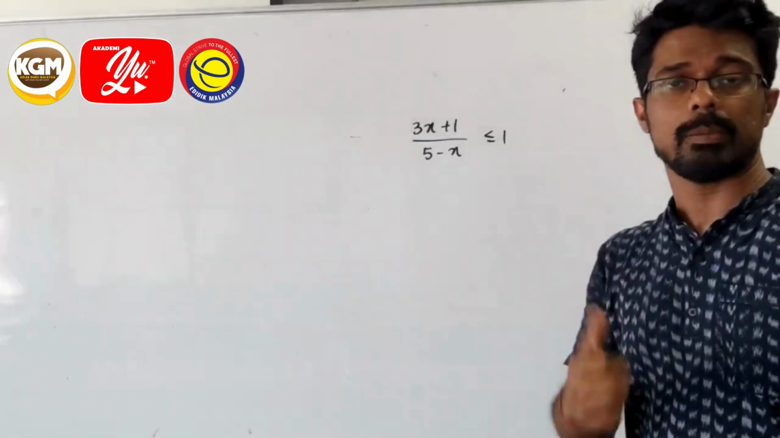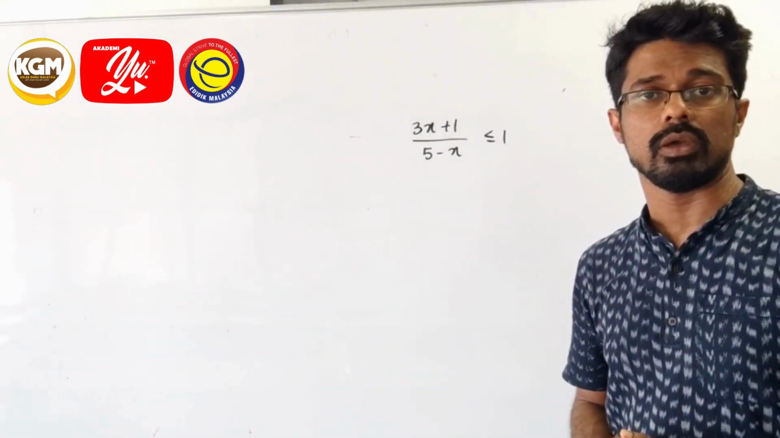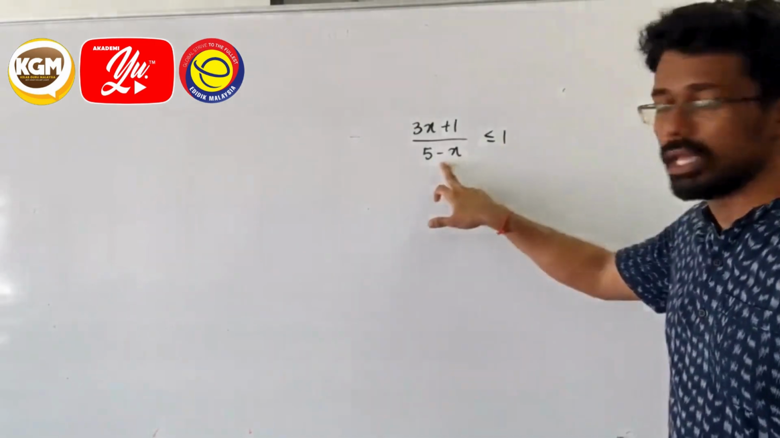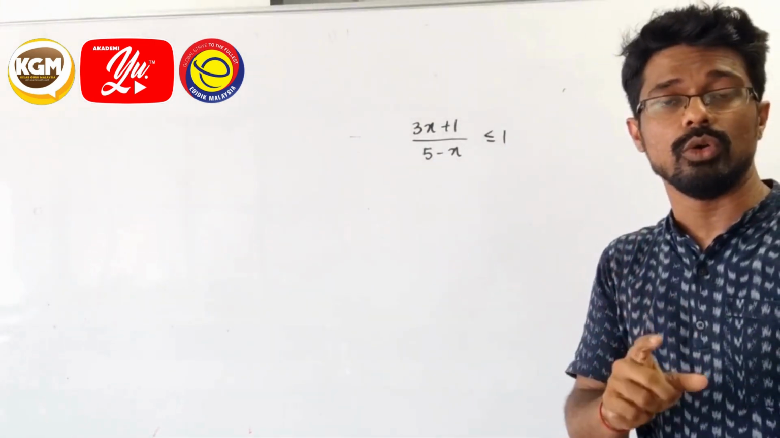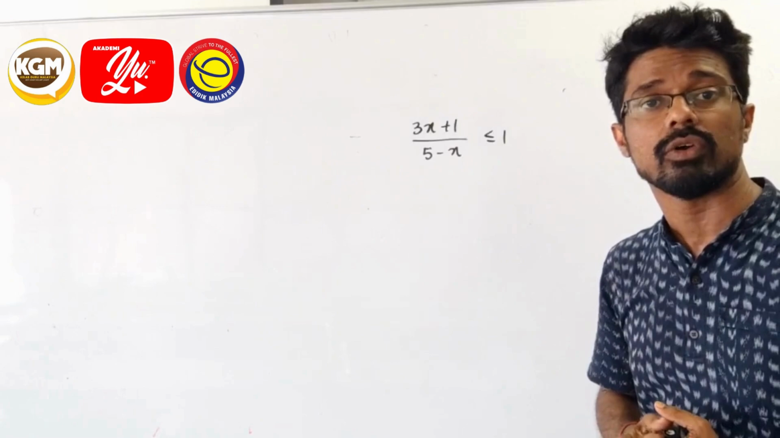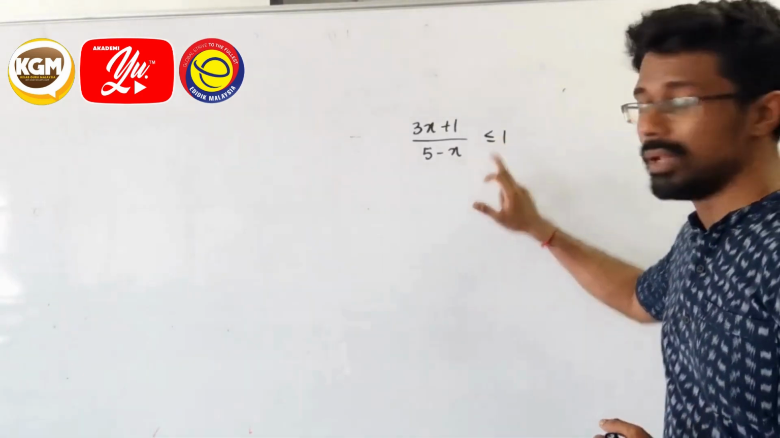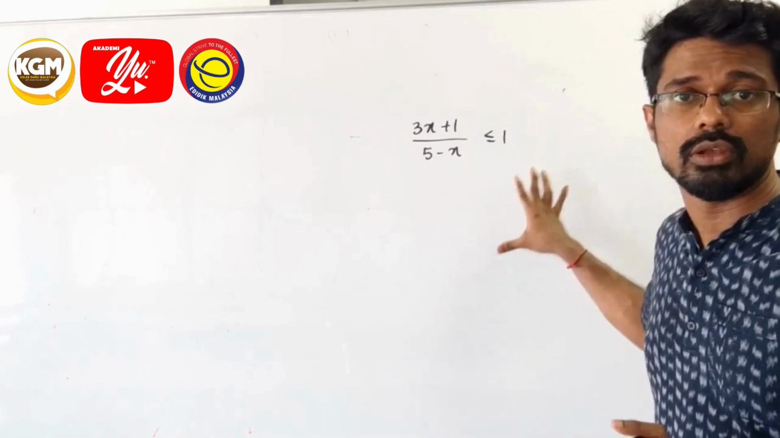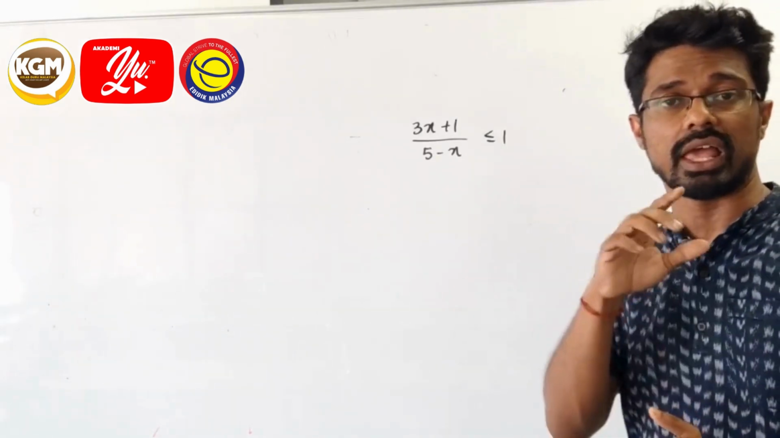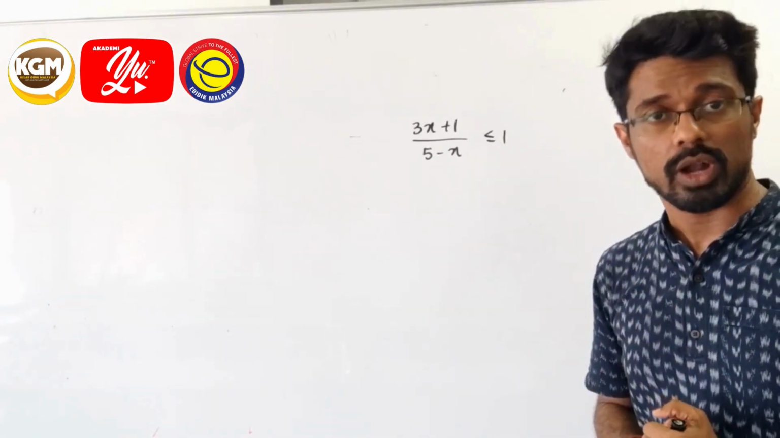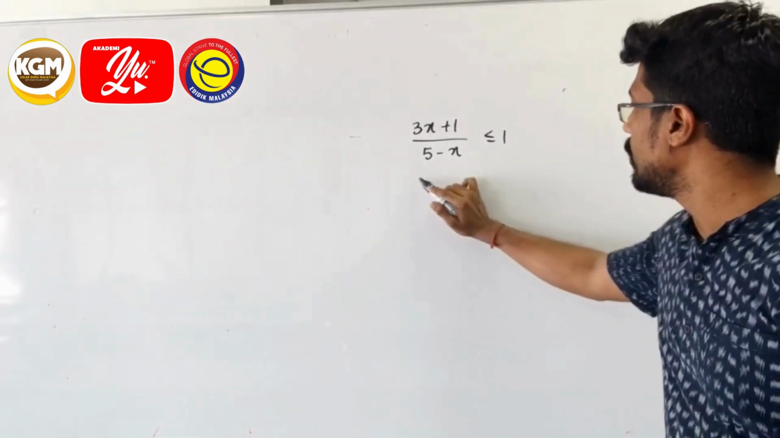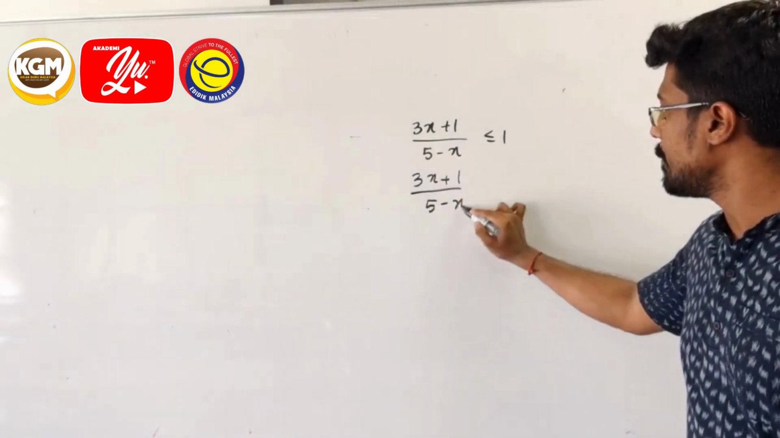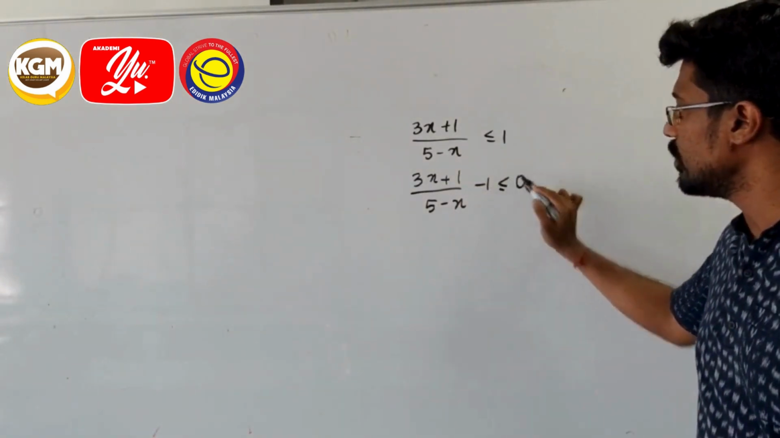The first step for ratio inequality, please remember, is that you cannot cross multiply. Why? Because we don't know the sign of the denominator for sure. Instead, you should aim for 0 on one side, just like we did for quadratic inequality. So here I'll bring the 1 to the other side, so that will be minus 1 less than or equal to 0.